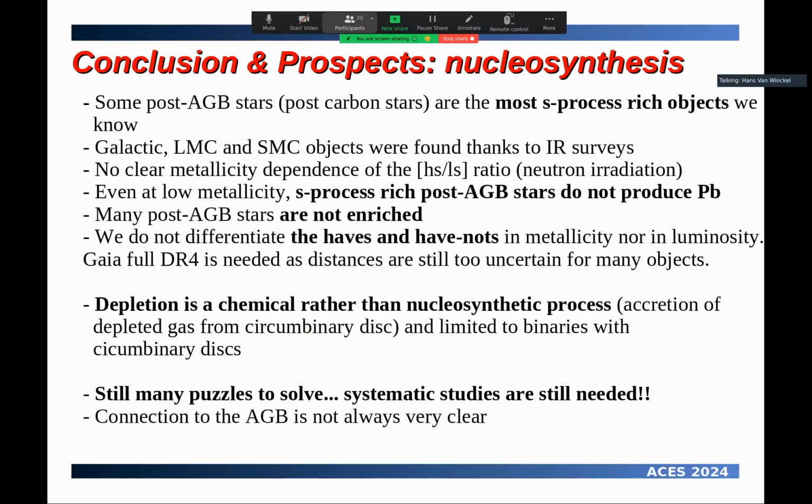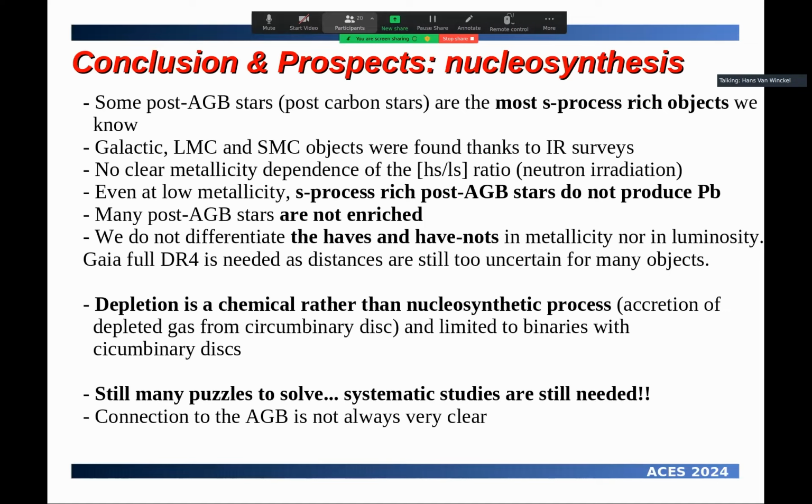So to conclude, some post-AGB stars are the most S-process rich objects we know, so that's cool. Galactic, LMC and SMC objects now have significant samples, so we still need to study it more systematically, but we are getting there. There is no clear metallicity dependence on the HS over LS ratio, which is a bit contradicting to what we expect from purely nucleosynthetic reasons. Even at low metallicity, the S-process rich objects do not produce lead, so the I process may be important there, because the I process can produce high S-process elements, but not lead, but it's still very much work in progress.